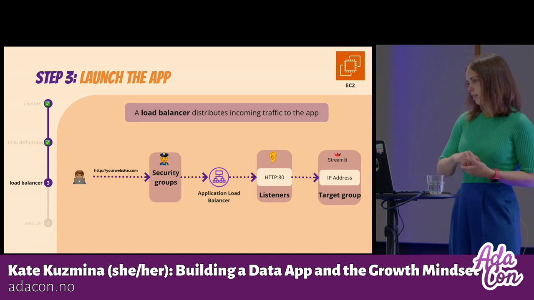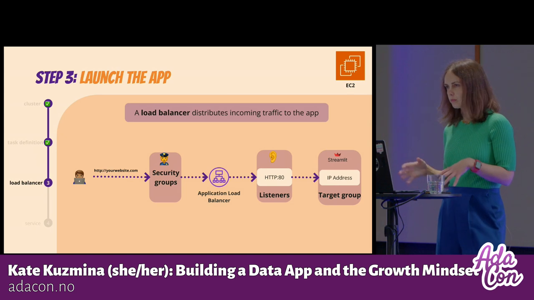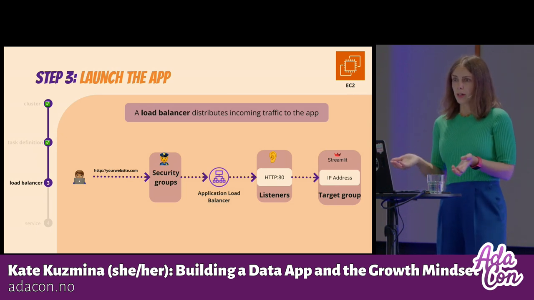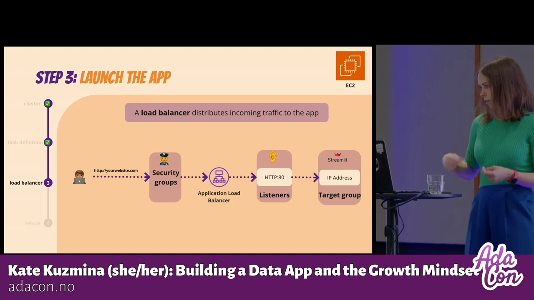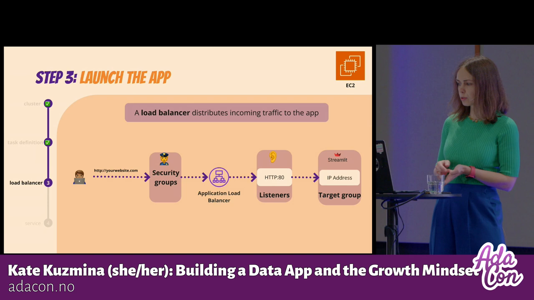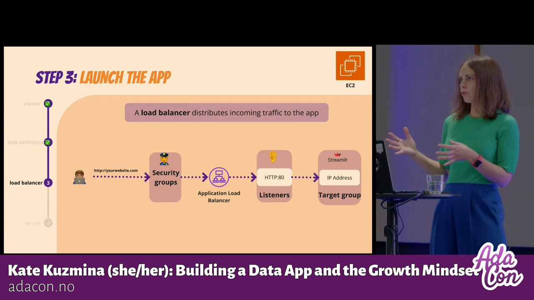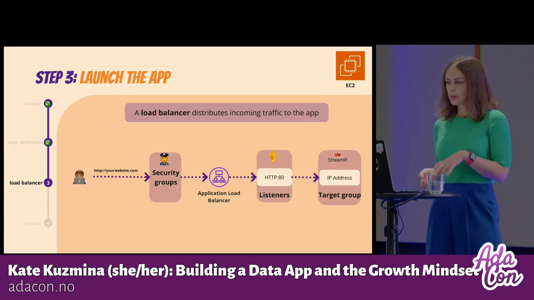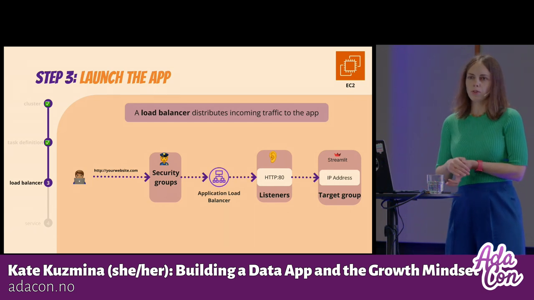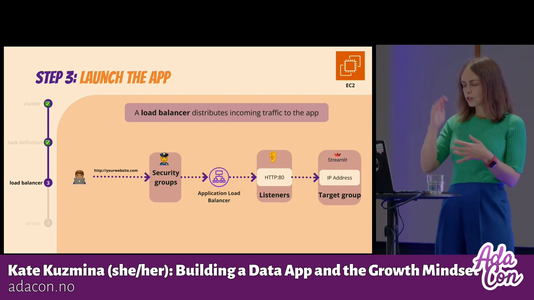And then there is a third component. You need to create a load balancer that distributes incoming traffic to your application. And for this part, there are basically three components that you need to set up. It's security groups, listeners, and target groups. So security groups, they serve as a guard and protector for our application. This is where you can define what kind of IPs can access your application or range of IPs.